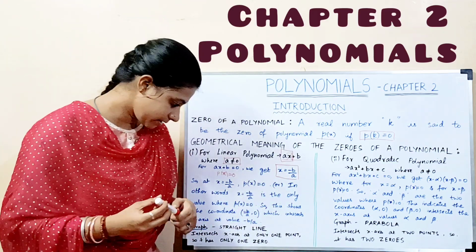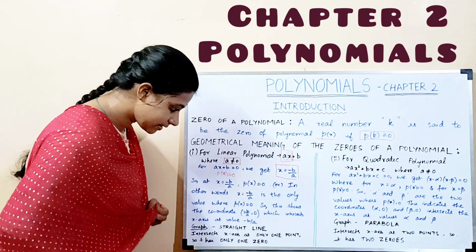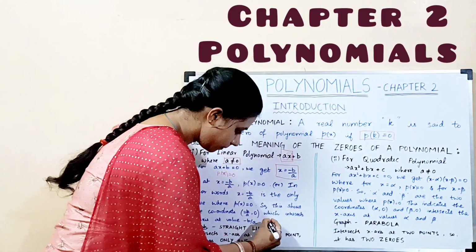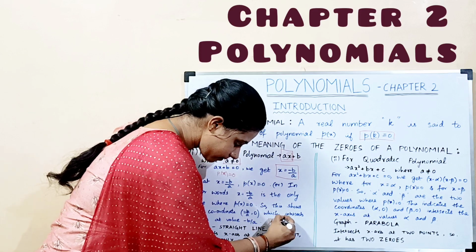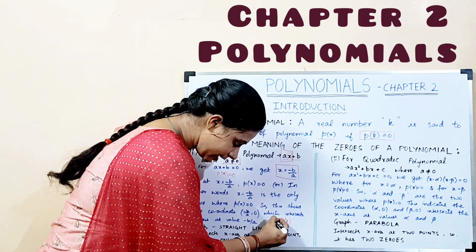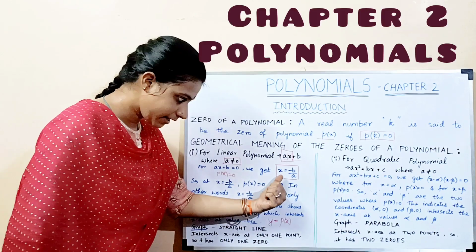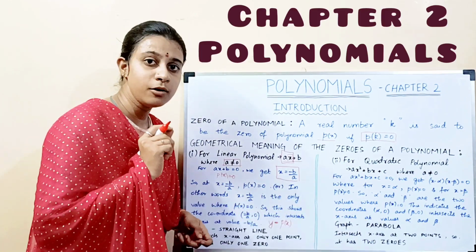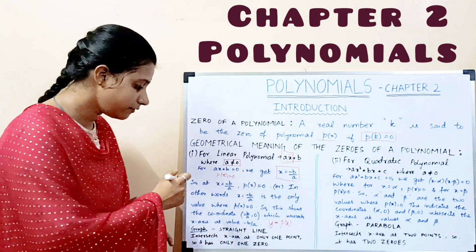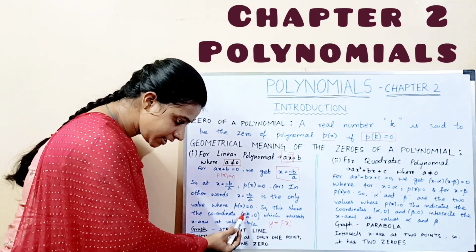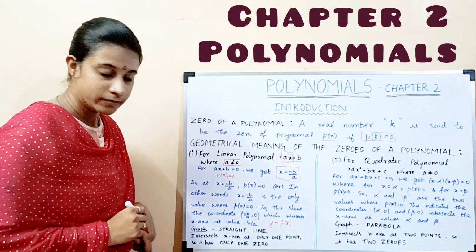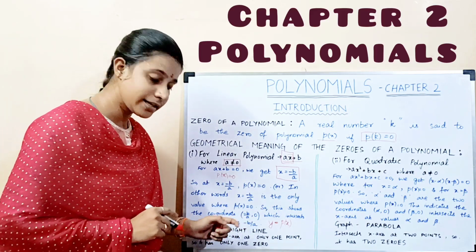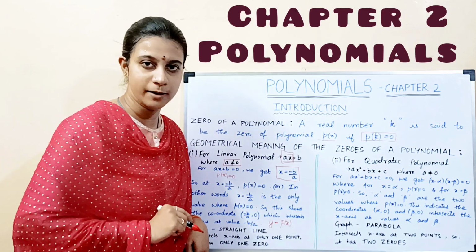Coming to the graphical representation, if we take it as the coordinate, like we generally say y is equal to p of x. In that case, if for x equal to minus b by a, p of x equal to 0, then we can say that the y value is 0. Then we can take the coordinate minus b by a comma 0. If we plot this point on the graph, then it intersects the x-axis at only one point.